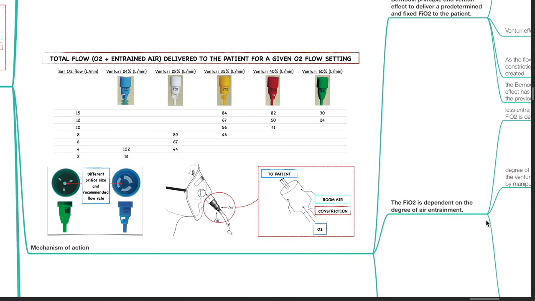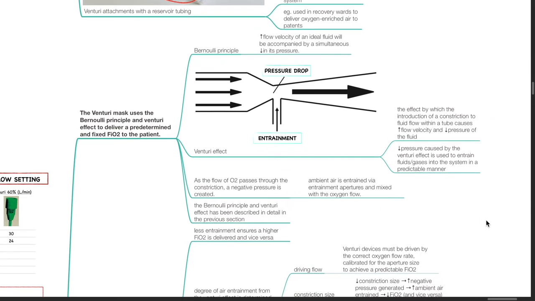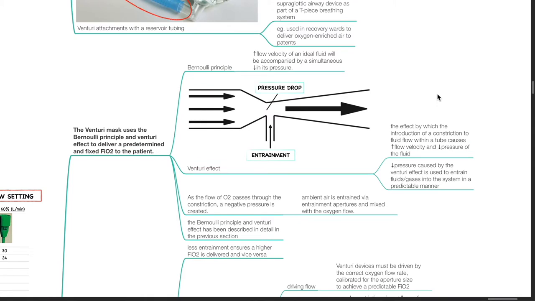Mechanism of action. The Venturi mask uses the Bernoulli principle and Venturi effect to deliver a predetermined and fixed FiO2 to the patient. The Bernoulli principle states that increased flow velocity of an ideal fluid will be accompanied by a simultaneous drop in its pressure. The Venturi effect is the effect by which the introduction of a constriction to fluid flow within a tube causes increased flow velocity and reduction of pressure of the fluid.